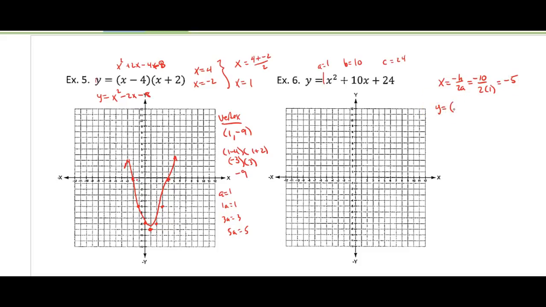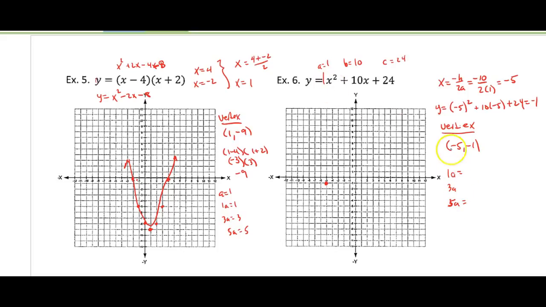So my y value now would be negative 5 squared plus 10 times negative 5 plus 24. And when you go ahead and evaluate this, you get negative 1. Because that's going to be 25 minus 50 is negative 25. And negative 25 plus 24 is negative 1. So my vertex here is at negative 5, negative 1. I'm going to go ahead, plot that. And now I have my steps, the 1a, 3a, 5a.